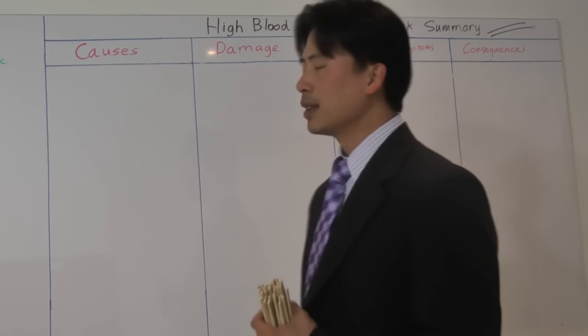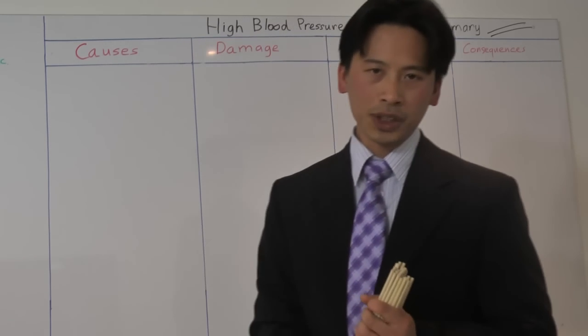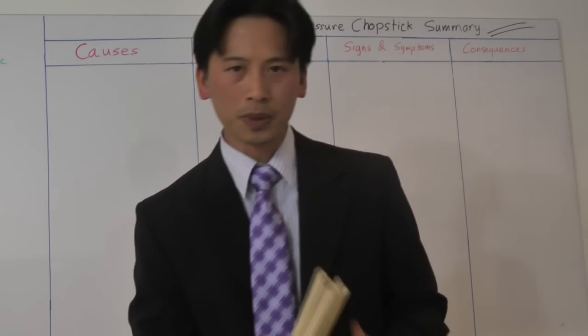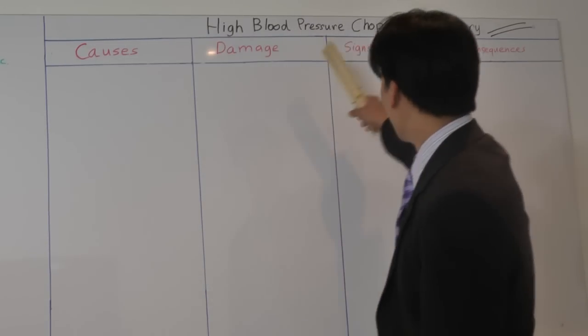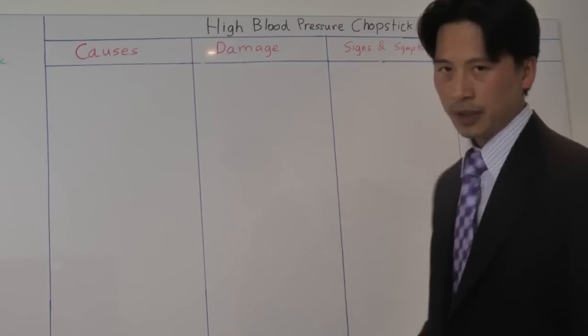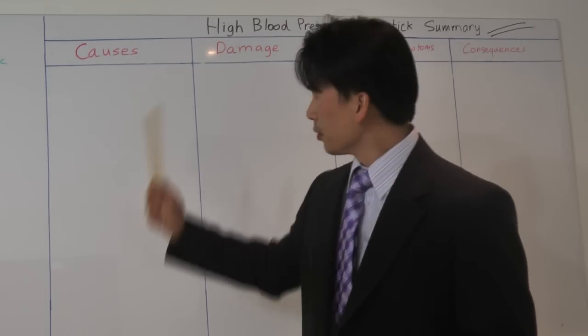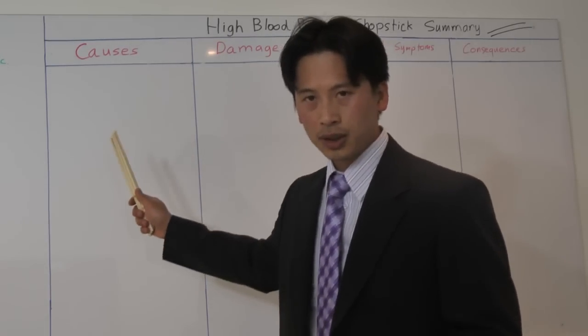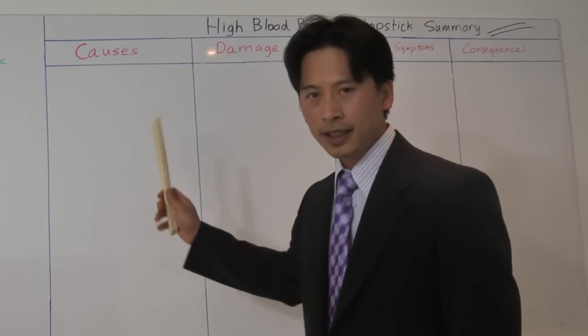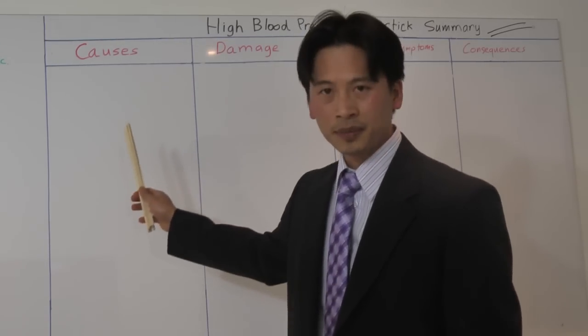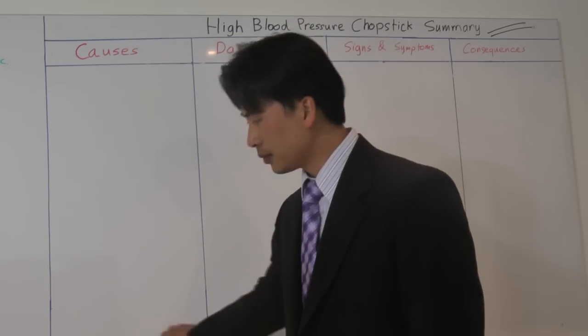Let's say I split the problems of high blood pressure into 4 smaller groups, and I put it into a summary. I call it the High Blood Pressure Chopstick Summary. The first group of problems, I will call the causes of high blood pressure. This will include anything that causes high blood pressure or makes it worse.